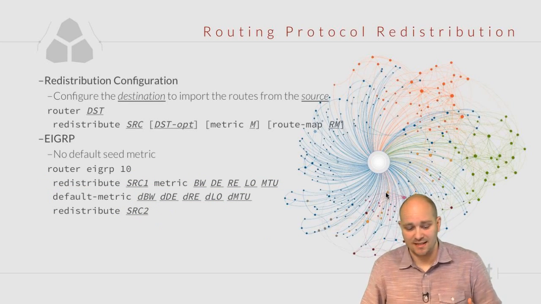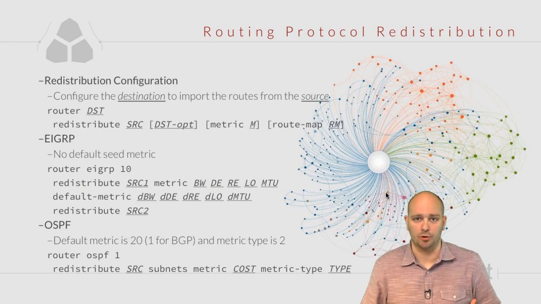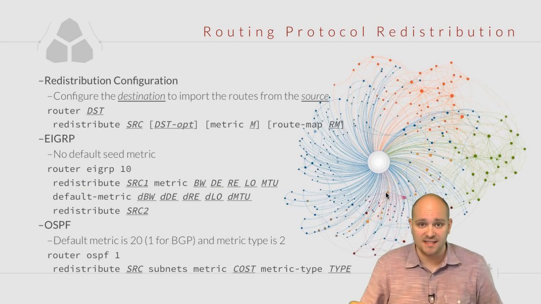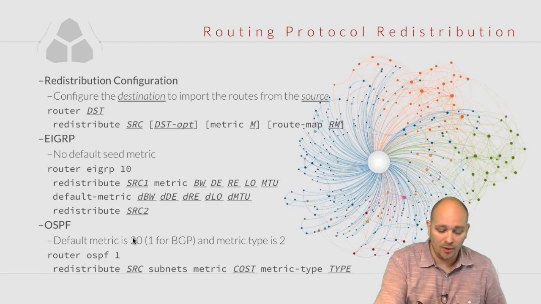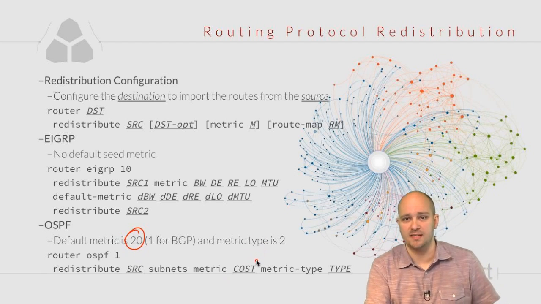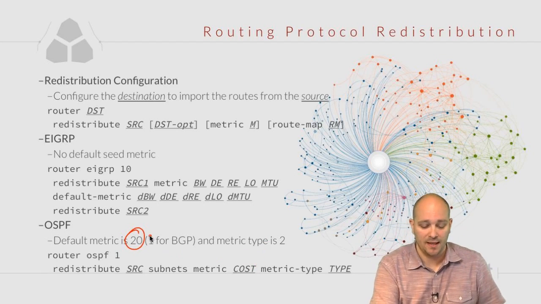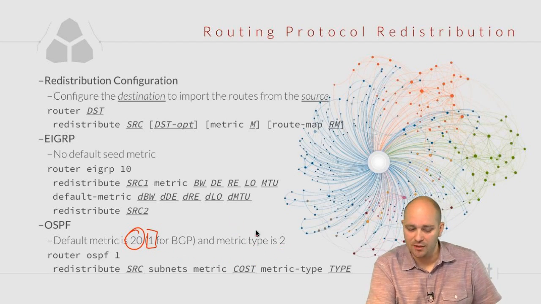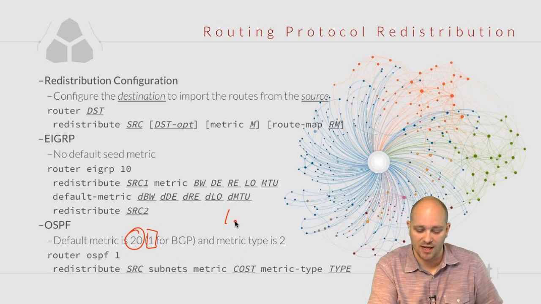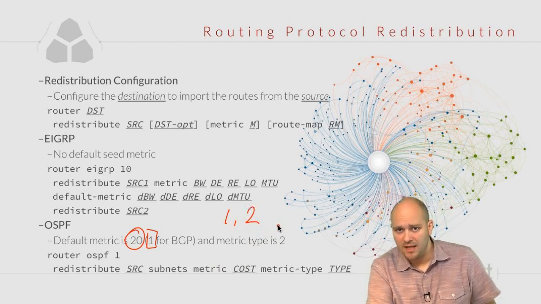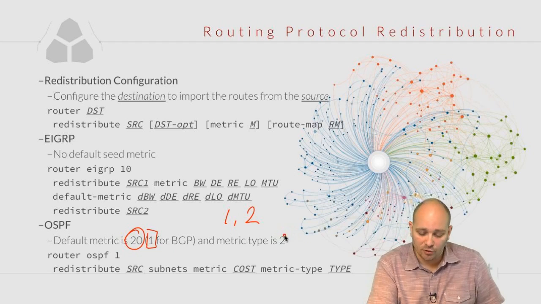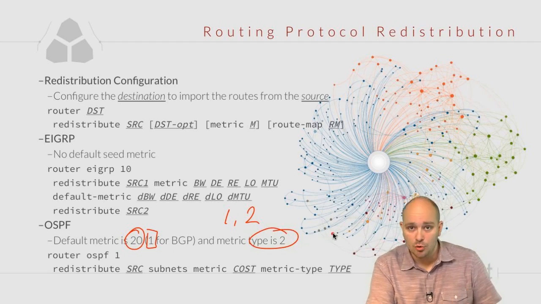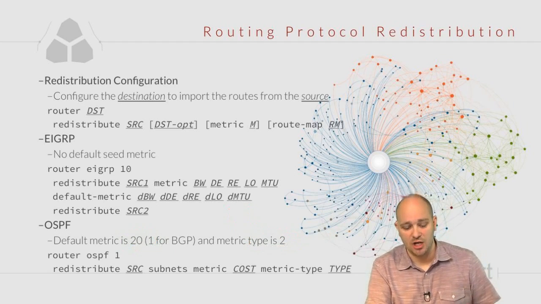OSPF in this sense is a much simpler protocol to work with. There is a default metric, and it will be 20 for all the redistributed routes except for BGP. The BGP redistributed routes will have the default metric of 1. The metric type, and you might remember that there is type 1 and type 2 in OSPF. The default metric type will be 2, but you can specify and change this.